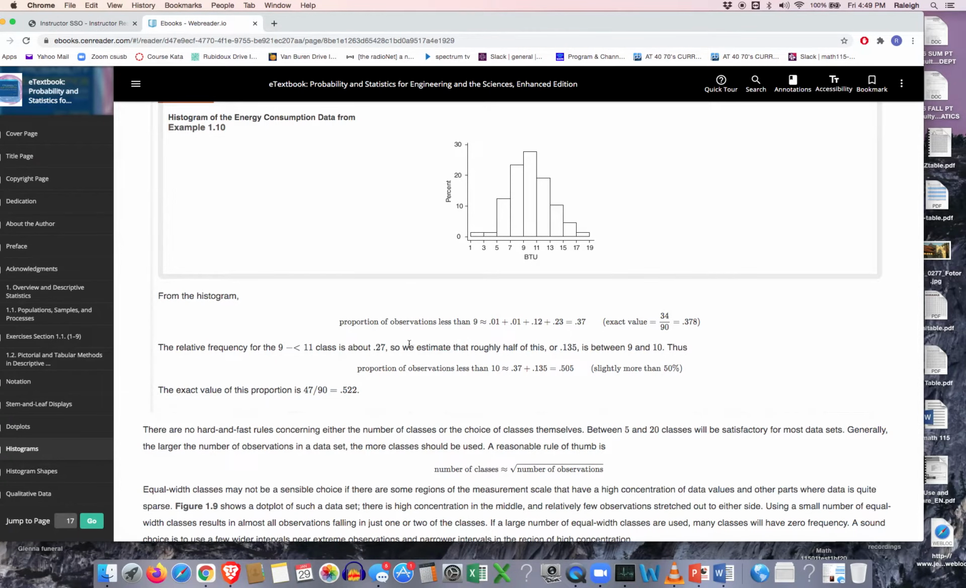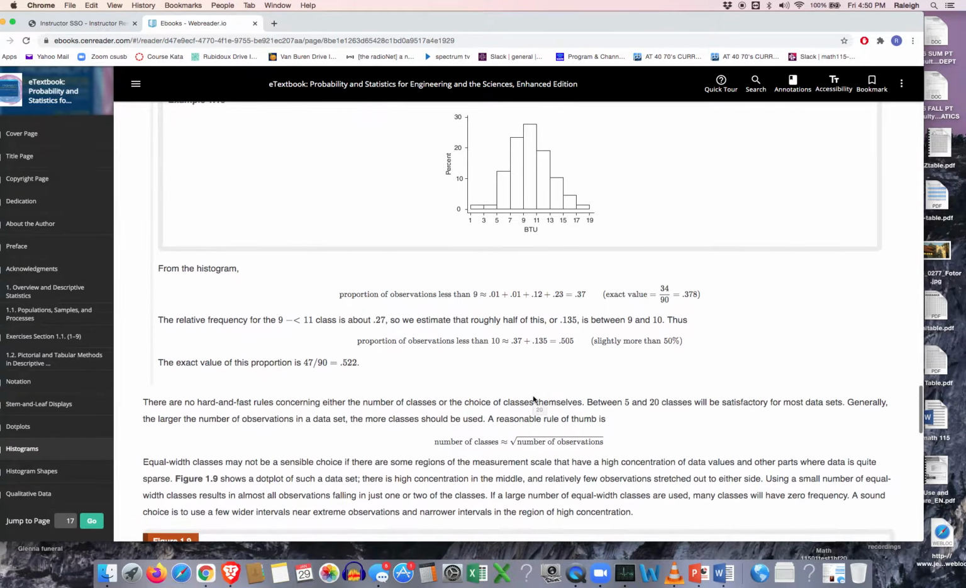So anyway, they look at the proportion of observations less than 9, and they just group the bottom 4 observations and add them up, and to 2 decimal places at least, we got an answer. But notice they did suffer a little bit of round-off error when you only round to 2 decimals. Yeah, it would have been closer to 0.38, but that's just round-off error in action.